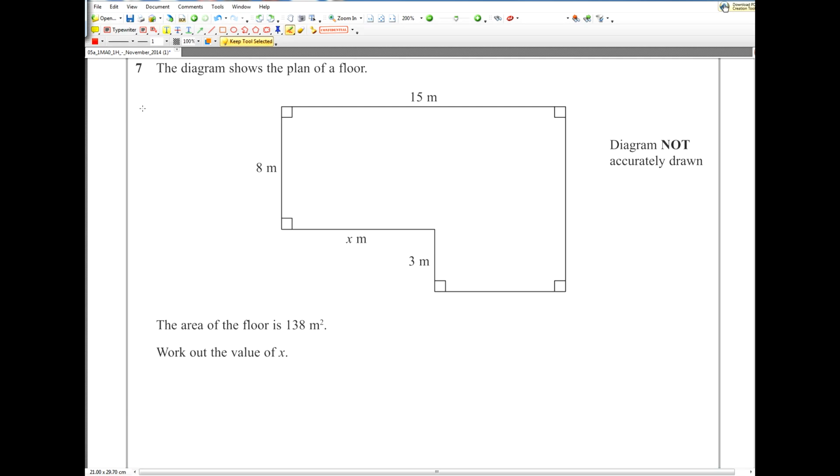The diagram shows the plan of a floor. Diagram not accurately drawn, so you can't start measuring things on there. The area of the floor is 138 meters squared. Work out the value of x. So what did we do?